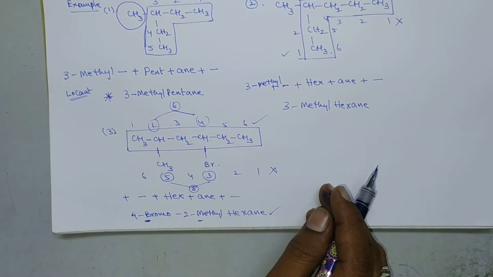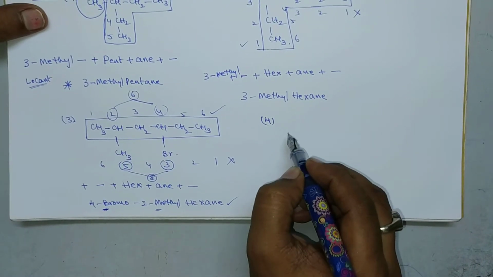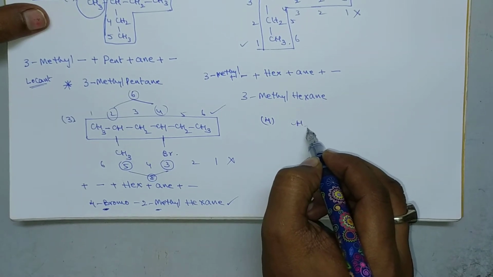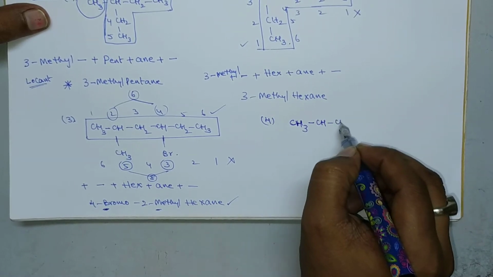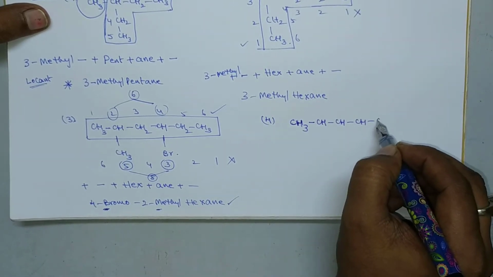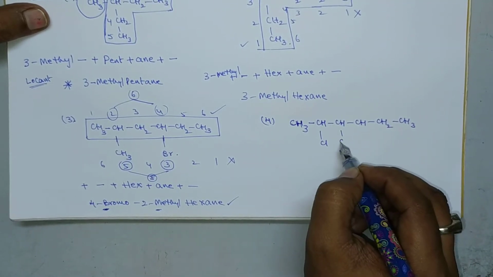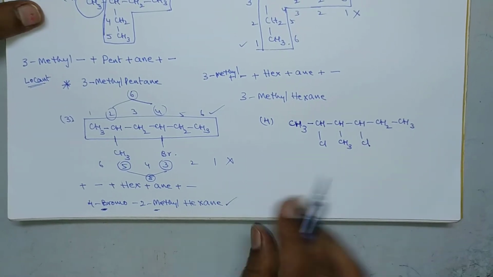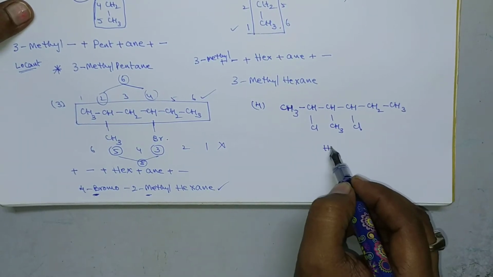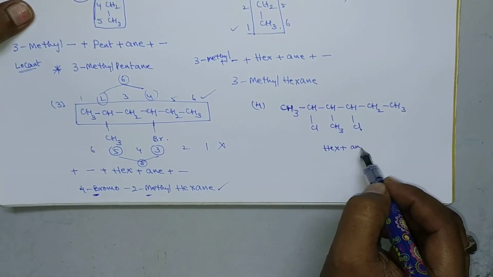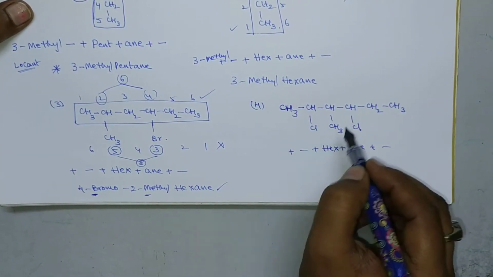let us take another example, that is the next one. So here what is the root word? 1 2 3 4 5 6 carbons are there. So the root word is hex, plus all are single bonds. So we can write ane. There is no functional group, and before that not cyclic, and before that we have to write substitutions.